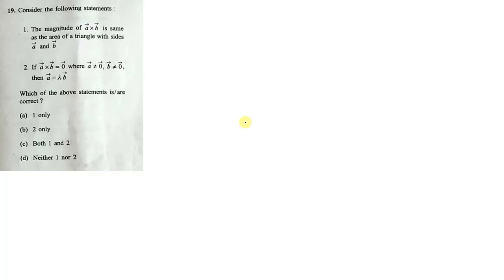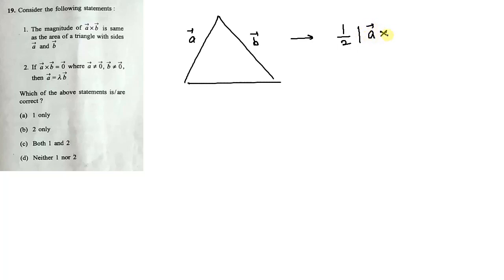Now question number 19: consider the following statement. The magnitude of A vector cross B vector is the same as the area of a triangle with sides A vector and B vector. If we have a triangle represented by two vectors as two of its sides, the area of this triangle should be half the magnitude of A vector cross B vector. So the first statement is incorrect, because it says the magnitude of A vector cross B vector, but it is half times the magnitude of A vector cross B vector.